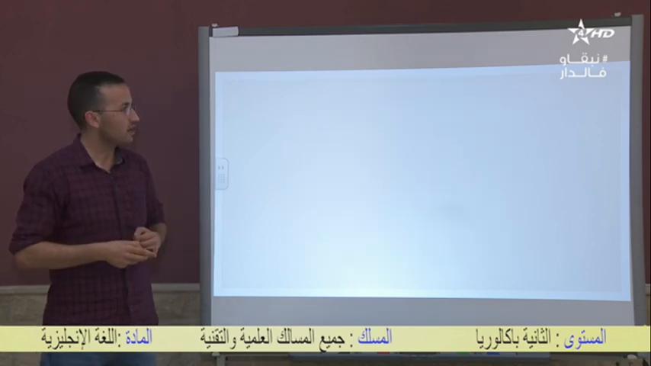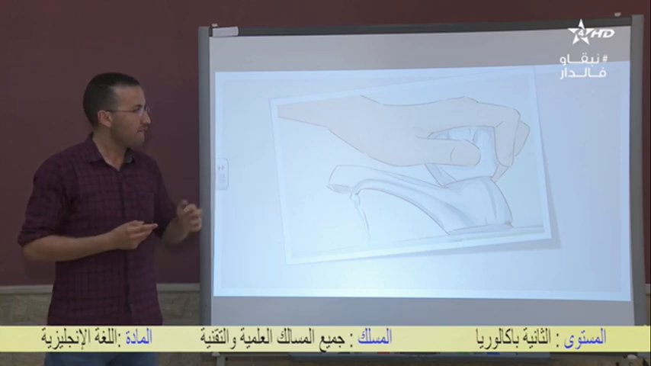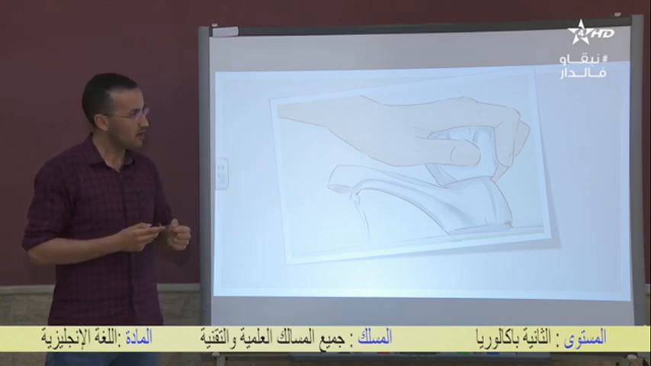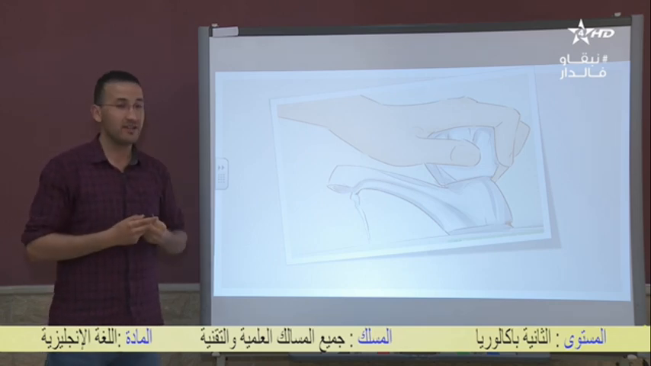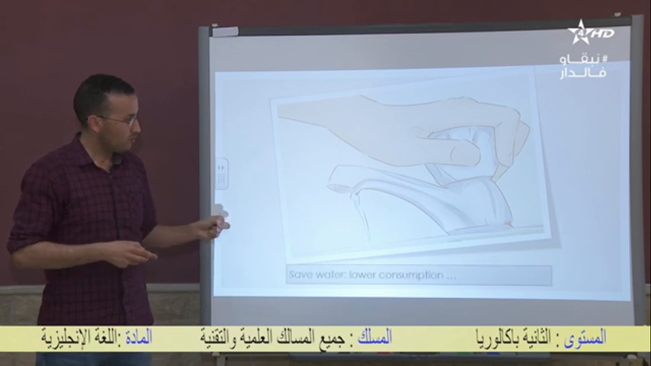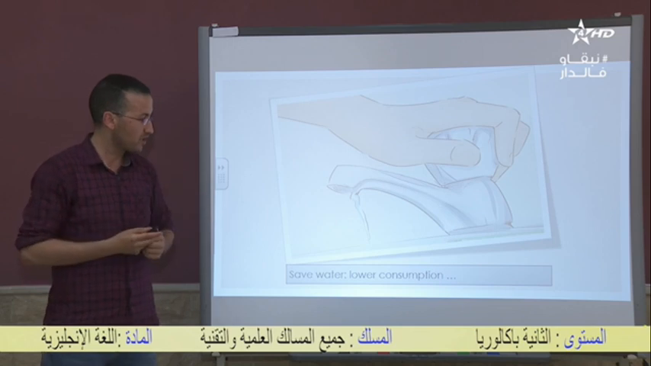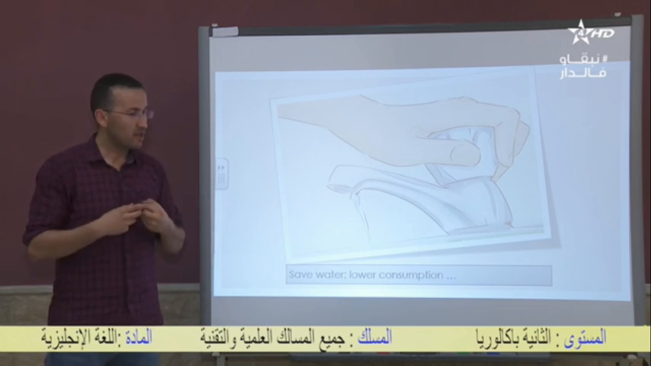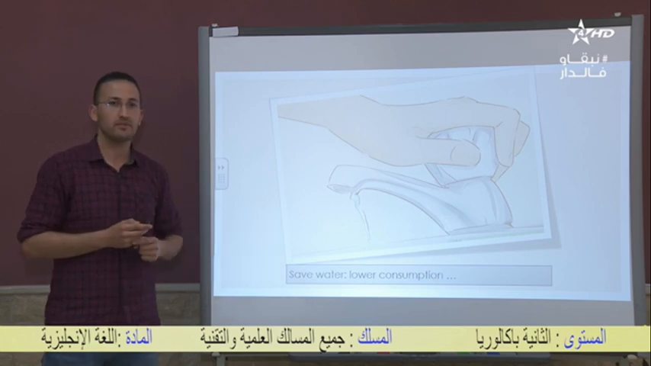Okay, the second idea is this. It's about this vital resource. Okay, because without water there would be no life. So the idea here is we need to save water, and we need to make some conscious effort to lower consumption.